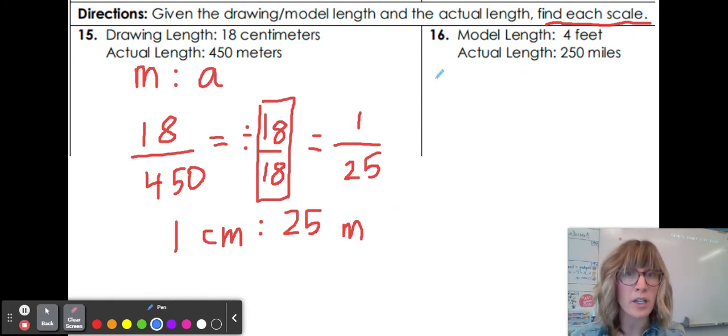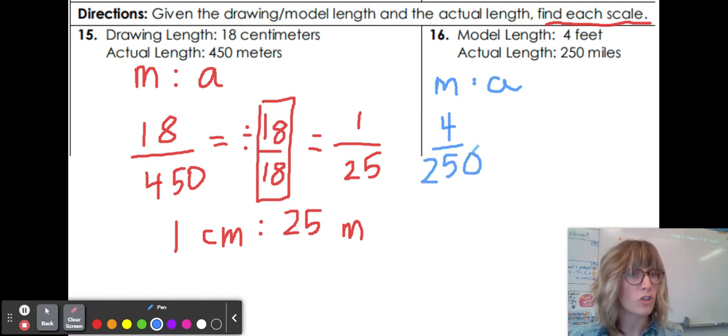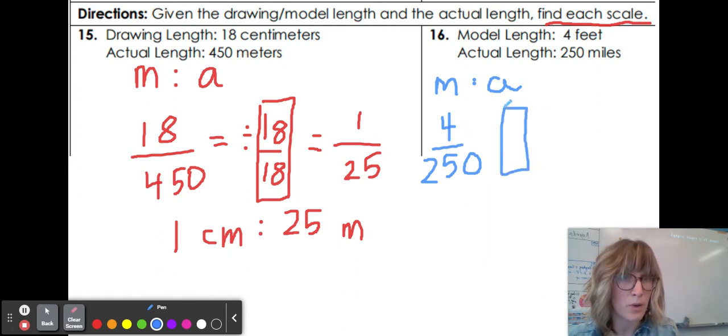So let's do another. So over here, we're going to again do our model length to our actual length. So we'll say we have a 4-foot to 250-mile initial ratio. We want to essentially find the scale factor for 1 of our model length. So for 1 foot. So we're going to divide both by 4, the value of our numerator, to turn it into a 1. Whatever we do to the top, we need to do that same thing to the bottom.